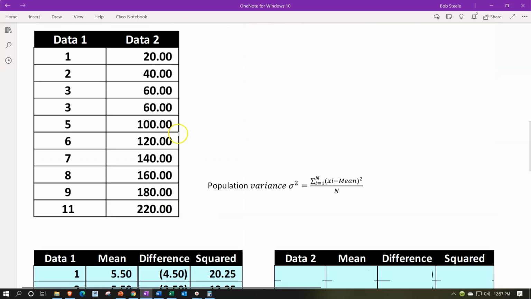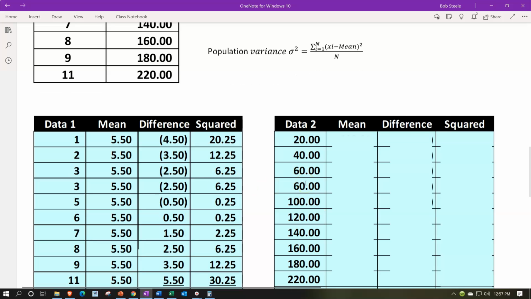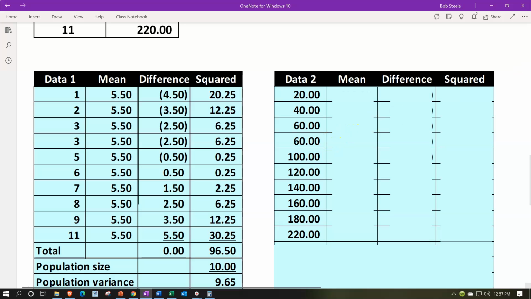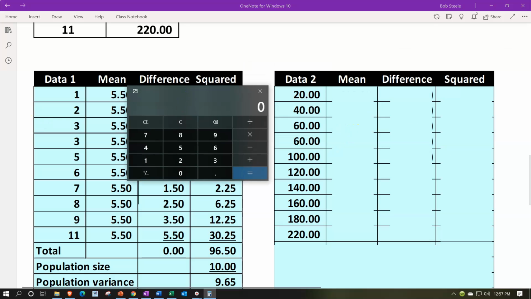So let's take a look at the second set of numbers, the 20, the 40, and so on, same set as here. The mean then, if we calculate the mean, that'll be fun. Let's just do it.